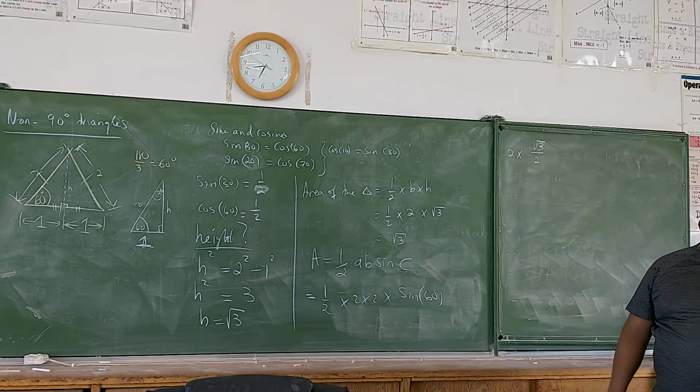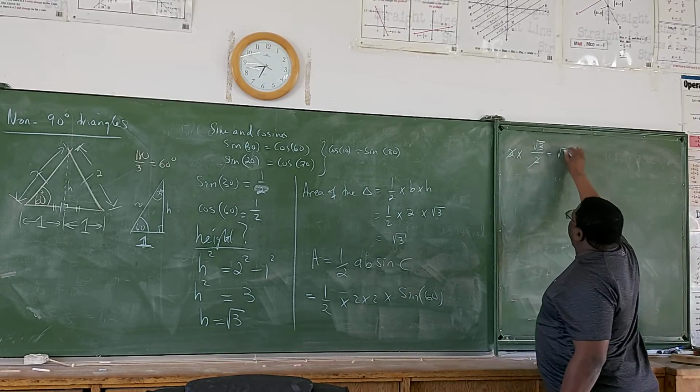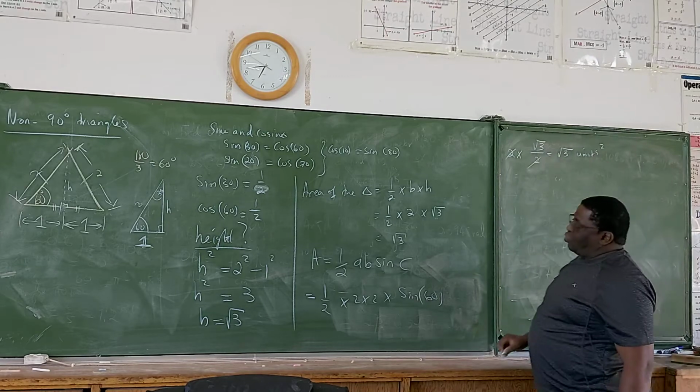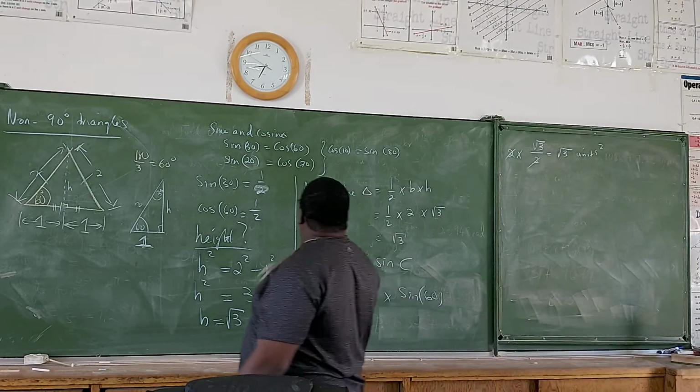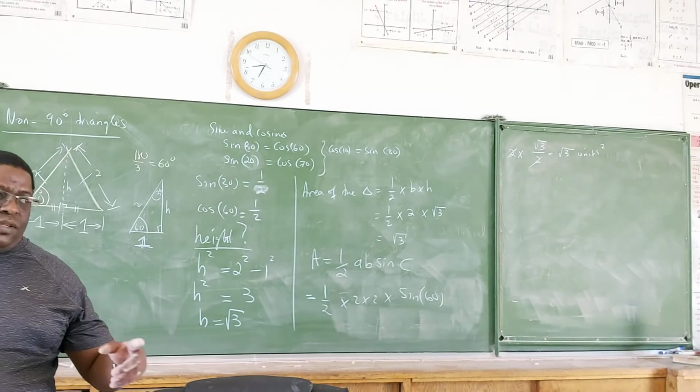Are you with me? So once you calculate, you get that the area is also equal to root 3, which we have determined using the other way. You see that the area is the same. So what does it mean?